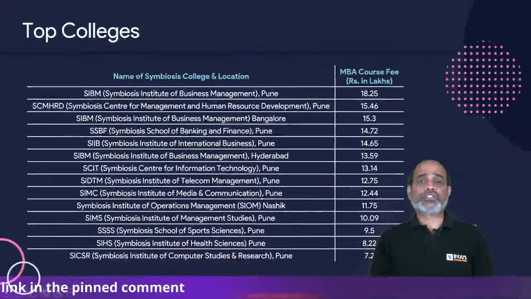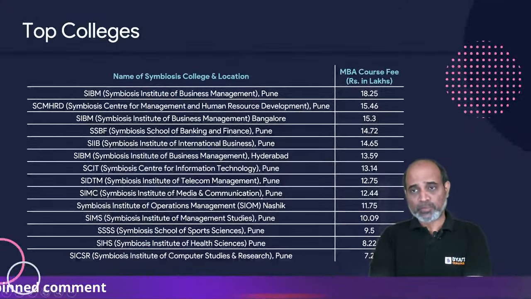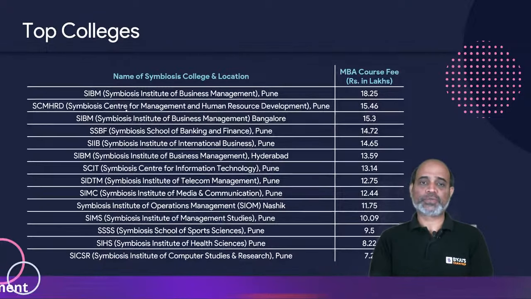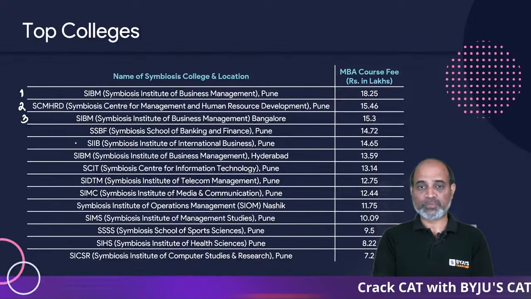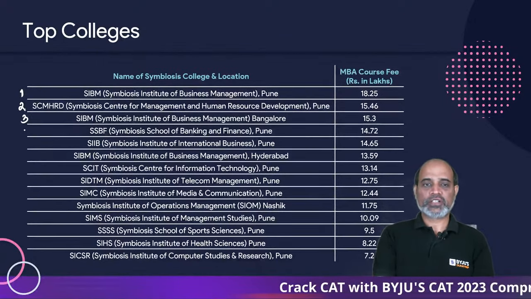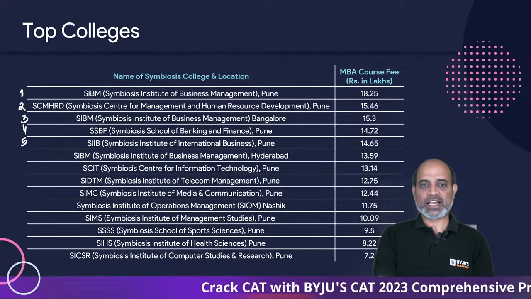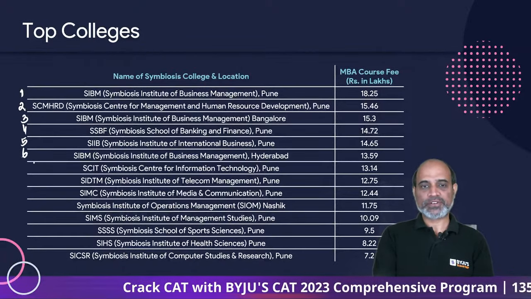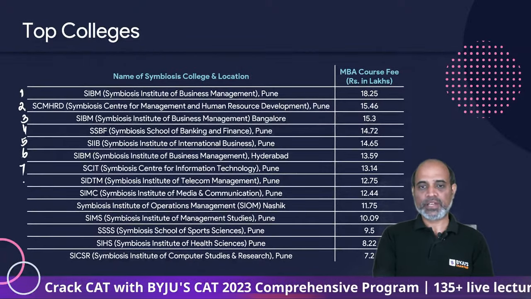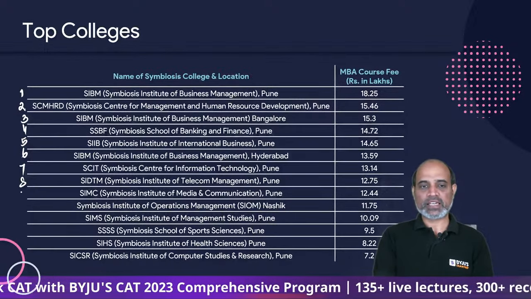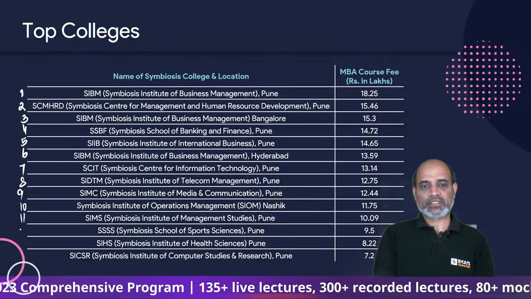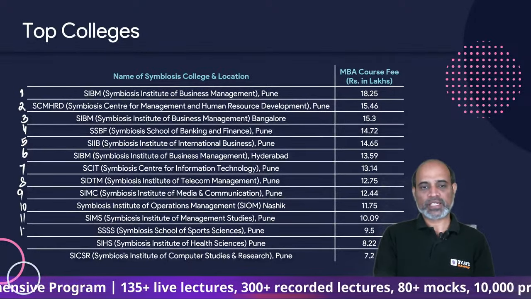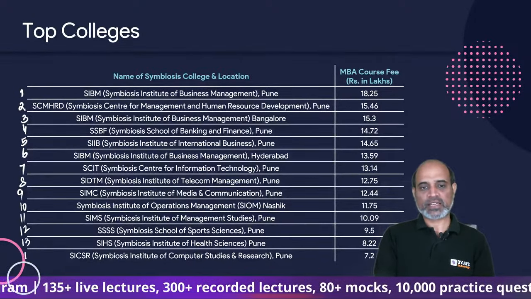If we talk about the top colleges that we have got under Symbiosis, we have got the first one at SIBM, the second as SCM HRD, the third one at SIBM Bangalore, the first one being from Pune. Then you have got SSBF, then you have got SIIB, then you have got SIBM Hyderabad, then you have got SCIT Pune, then you have got SIDTM, SIMC, SIOM, SIMS, SIHS, SICSR.